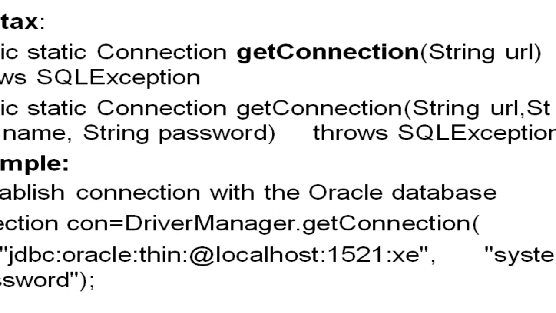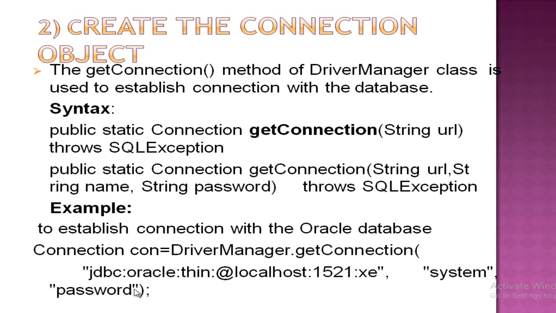So here is the syntax: Connection con = DriverManager.getConnection("jdbc:oracle:thin:@localhost:1521" ... Here jdbc:oracle:thin is the type of driver. That is the URL, and system is the name, and the last is the password. You can write anything in the password.